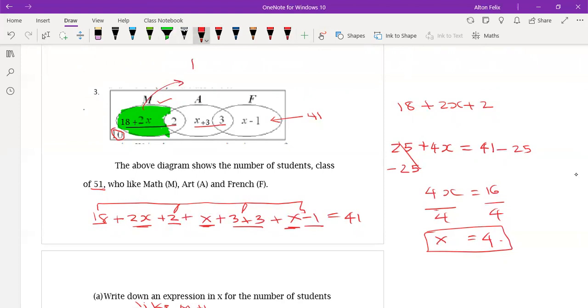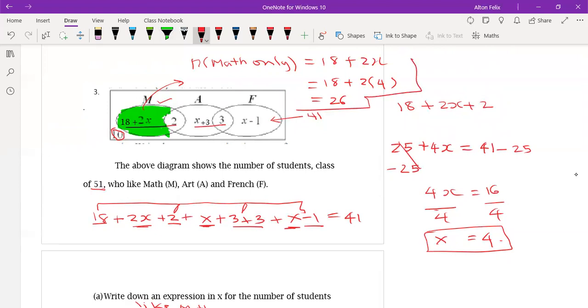So math only, the number of students who like math only will be 18 plus 2x. With x equal to 4, it will be 18 plus 2 by 4. 18 plus 8 will give us 26 students. So 26 students like math only.